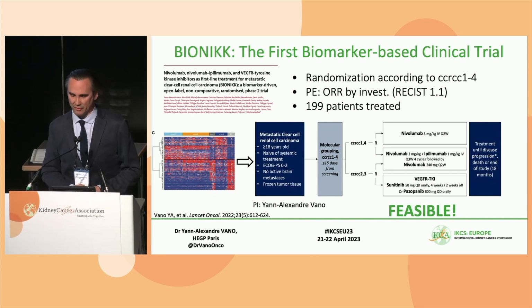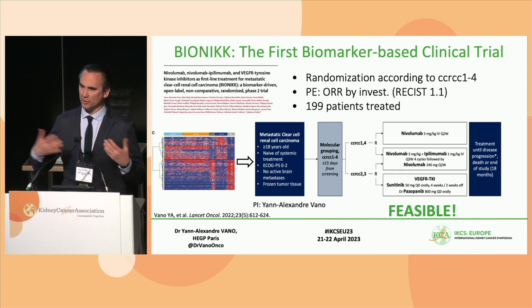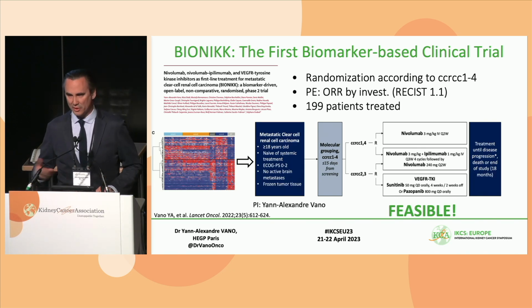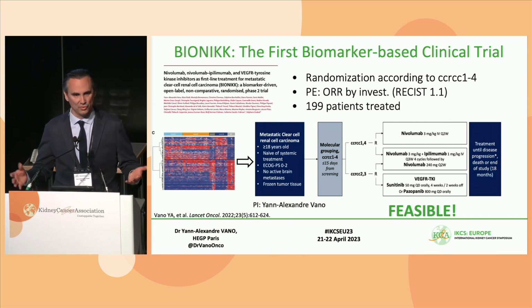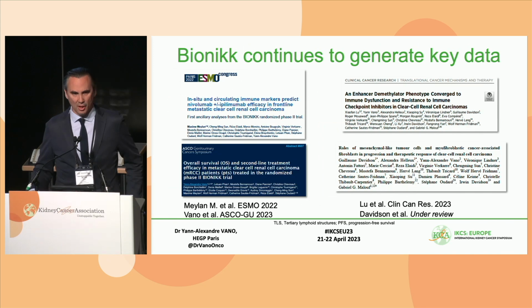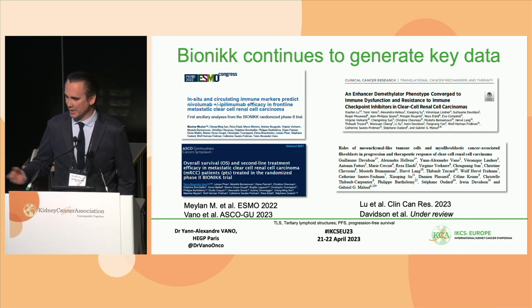Patients in group 1 and 4 were randomized between both IO arms, and group 2 and 3 were randomized between TKI and nivo-EP. I will not go through all the results of the Bionic trial. We reported them last year, and we have updated it at the last ASCO GU, but just to say that it is feasible to integrate gene expression biomarker in a clinical trial. And thanks to all the collaborators, Bionic continued to generate key data.